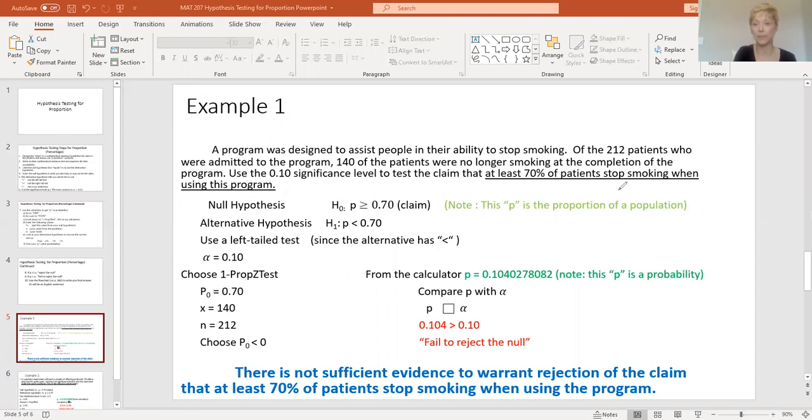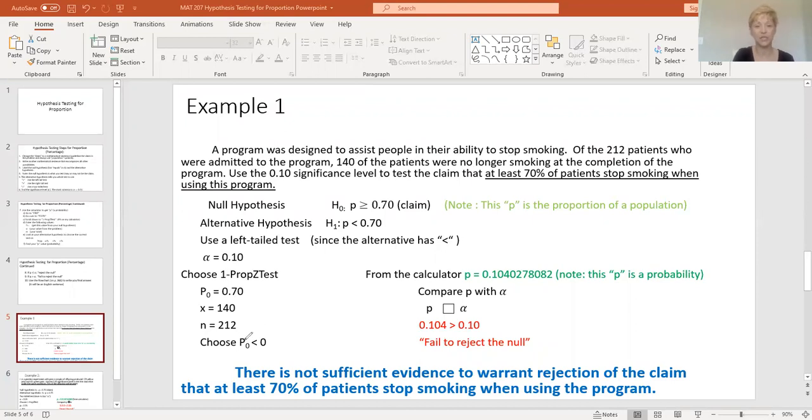Now, I wanted the people who stopped smoking. So I go back and look for how many stopped smoking, and it's 140 who stopped smoking. So that's why X is 140. But now, what if it had said the percentage that did not stop smoking? So just make sure that your X matches what it's talking about.